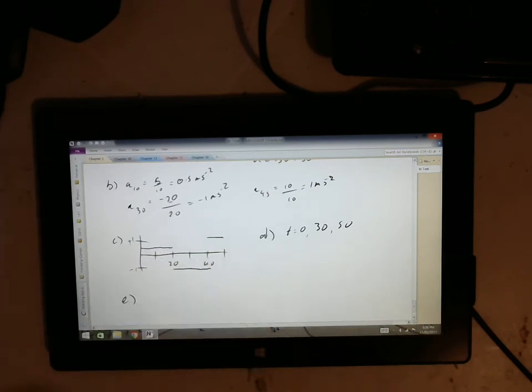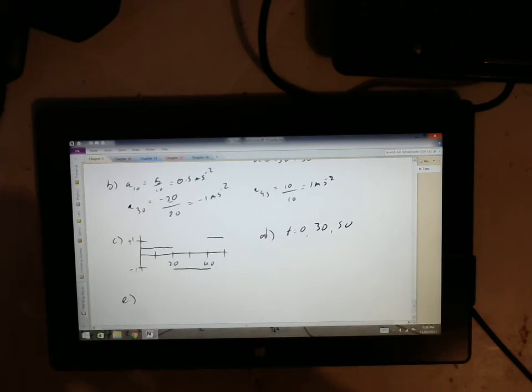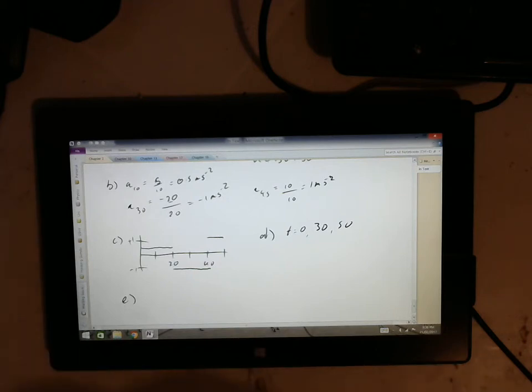A. When was his acceleration constant, but not 0? That looks to be all of it, because his velocity is always a straight line. It is never horizontal. Okay, acceleration constant. Yeah, so that looks to be the whole thing.